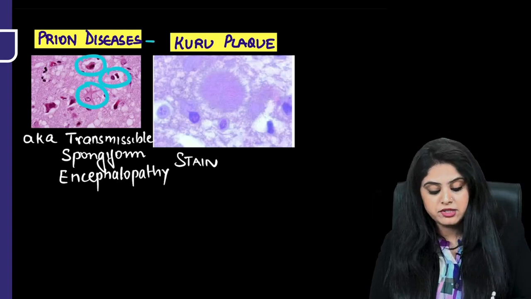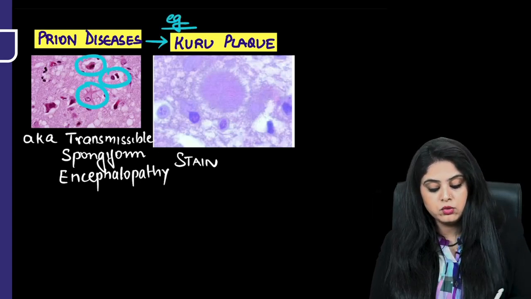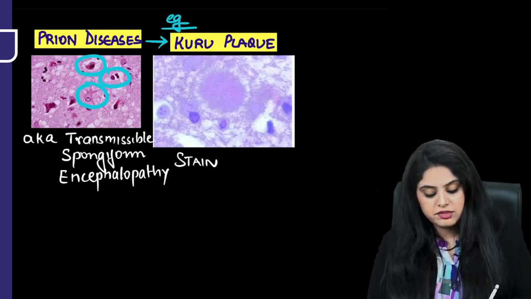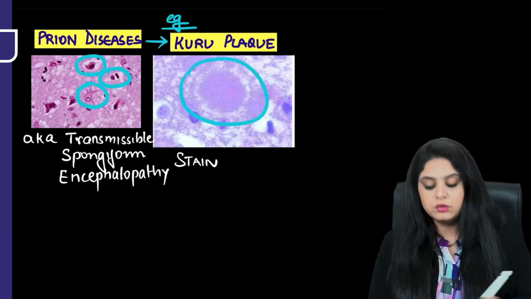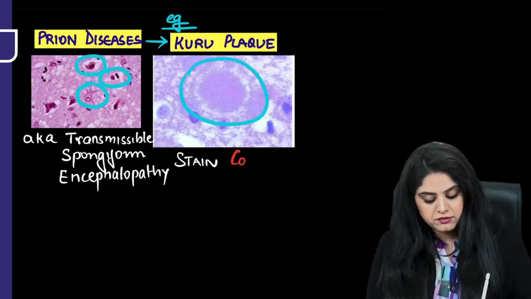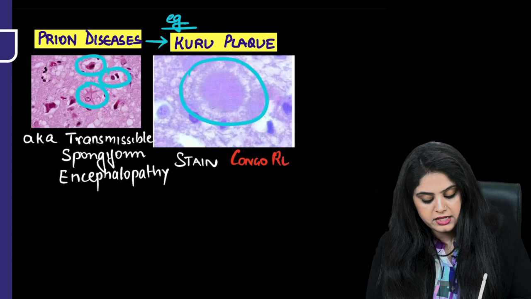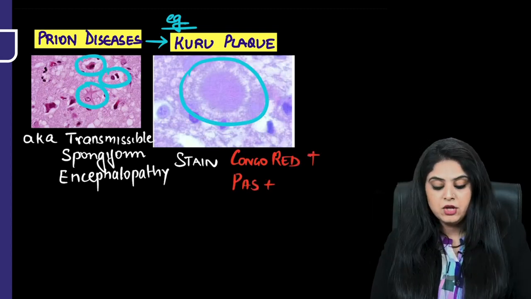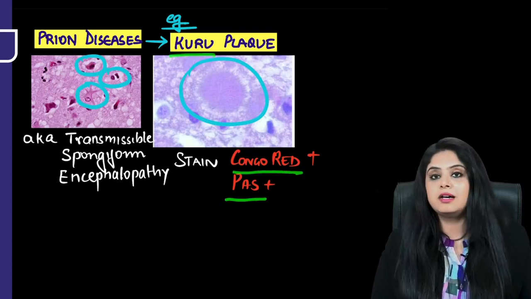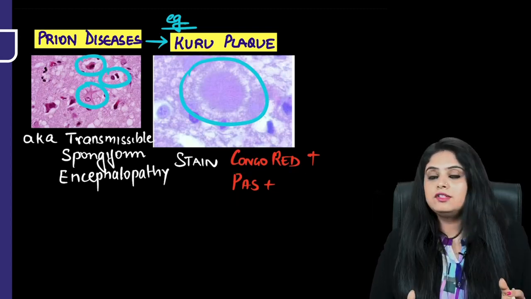And one of the prion diseases, which I'm sure everyone knows, is Kuru disease. Kuru disease shows you this big plaque known as the Kuru plaque, which is positive for the very famous Congo red and PAS stain. This information is important for INI CET exam. Kuru is positive for Congo red and PAS stain. We have discussed all of these prion diseases.